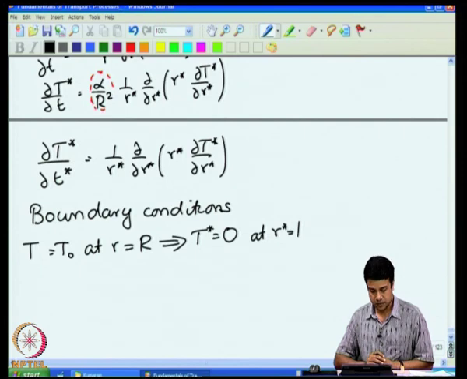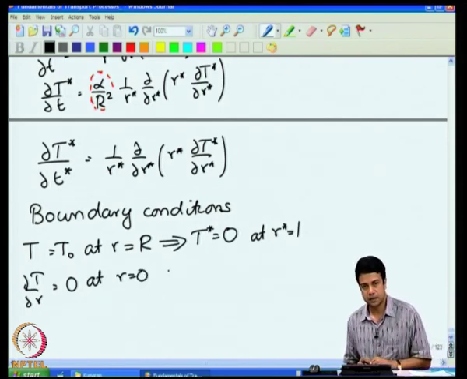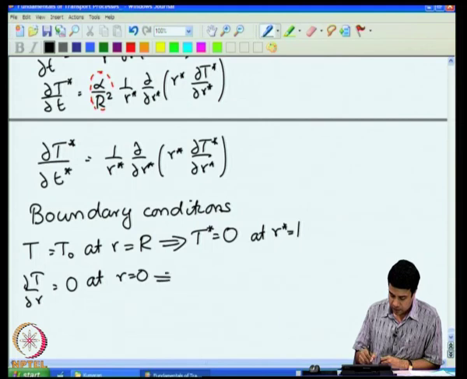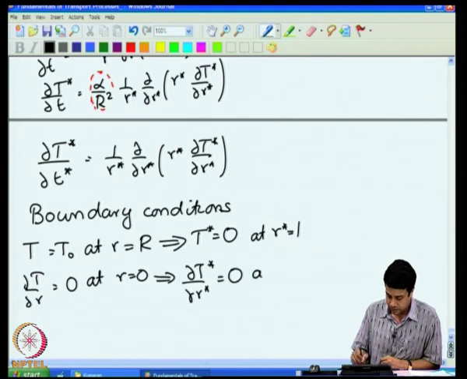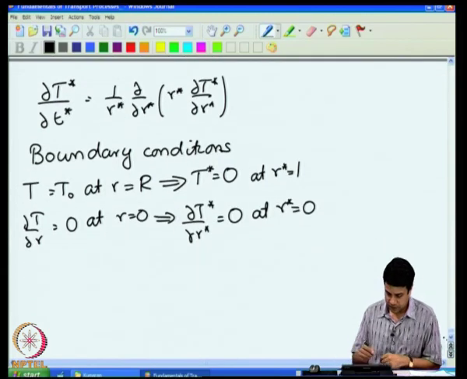The other condition was the symmetry condition. dT by dr is equal to 0 at r is equal to 0. Equivalent to writing dT star by dr star is equal to 0 at r star is equal to 0.